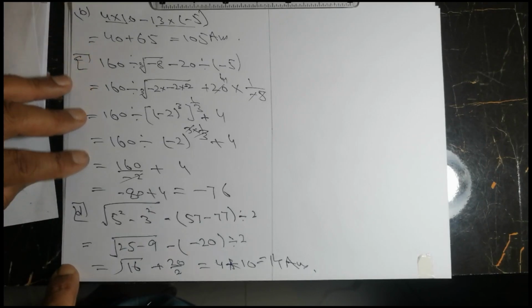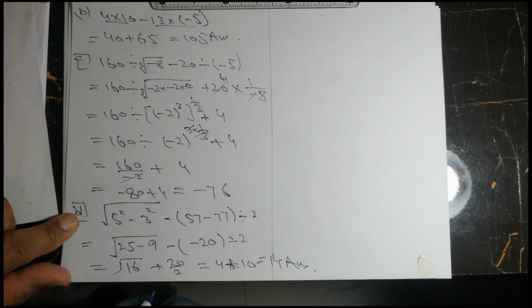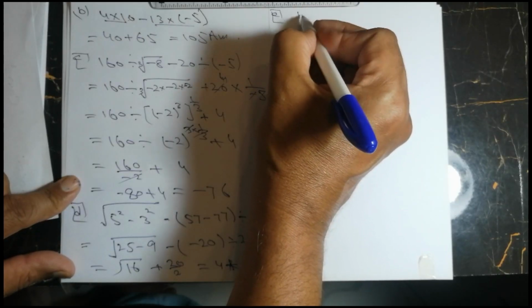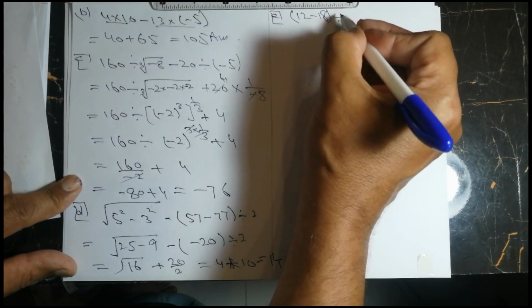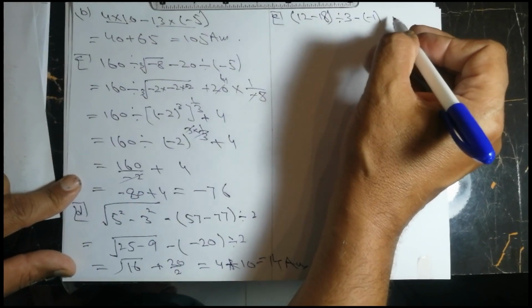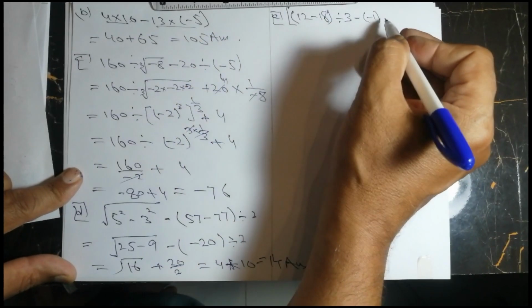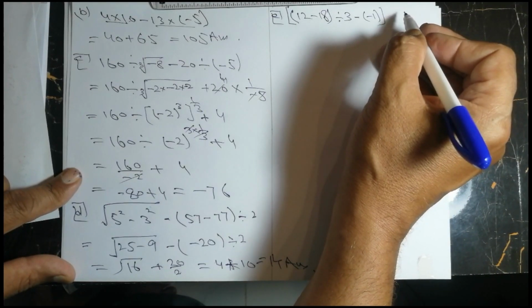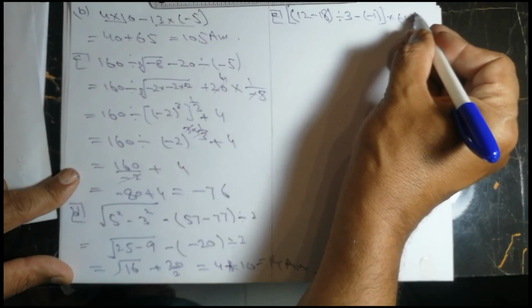Next question is part E. 12 minus 18 divided by 3 minus 1, and also here a bracket, minus 1, and bracket closes here, into minus 4 to the power 3, into minus 4 to the power 3.